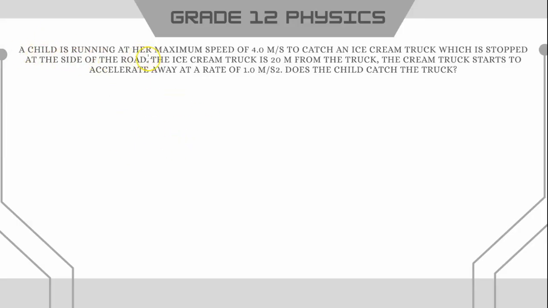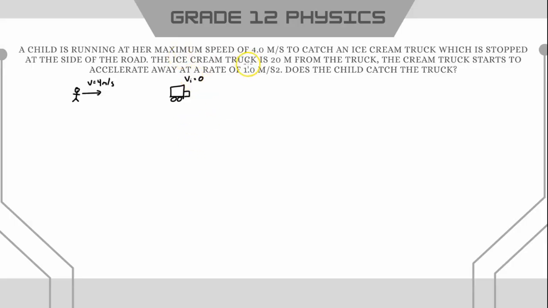Here you have a child is running at her maximum speed of 4 meters per second. So I'm not the best artist, but you don't need to be. There you go. There's my child, running at a speed of 4 meters per second, like so. To catch an ice cream truck, which is stopped at the side of the road. So I'm assuming the ice cream truck is up ahead here. There's our ice cream truck. And it's stopped, so its initial velocity is 0.